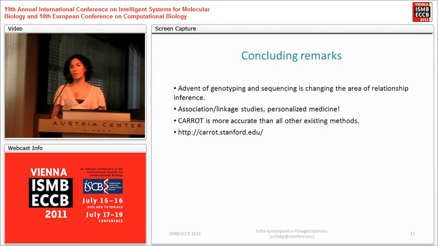Additionally, relationship inference can be useful in personalized medicine, for example, because the IBD patterns between related individuals affected by the same disease can give us information about the disease mechanism. I hope I convinced you that CAROT is more accurate in predicting the exact relationship between individuals than any of the existing methods, and therefore it can be a very valuable resource for such applications.